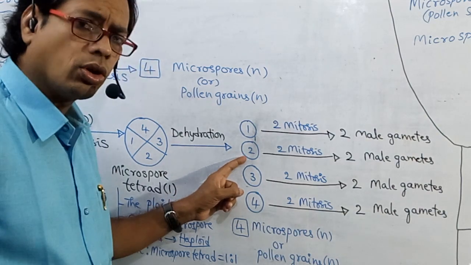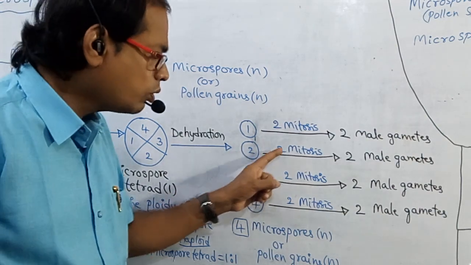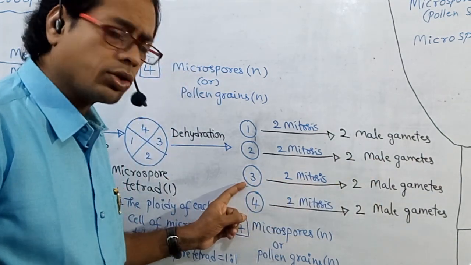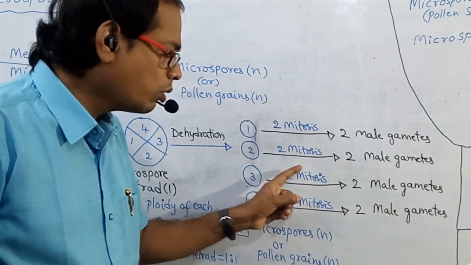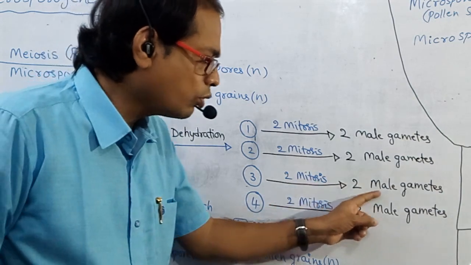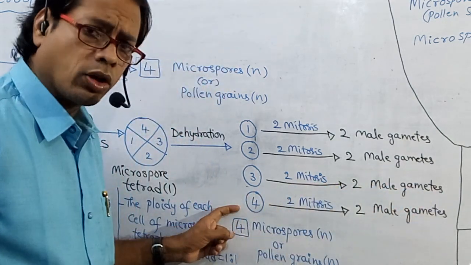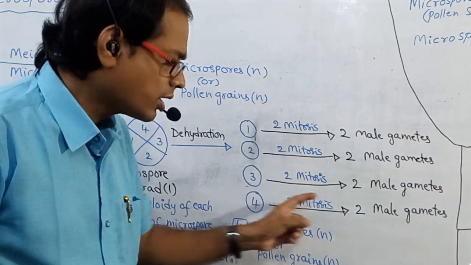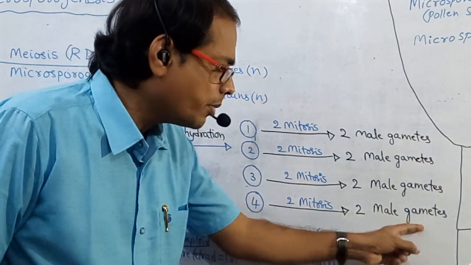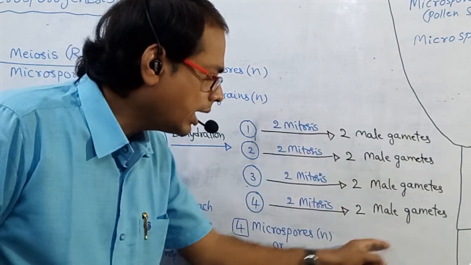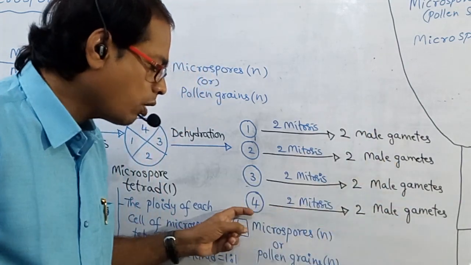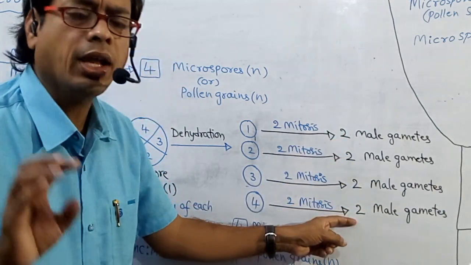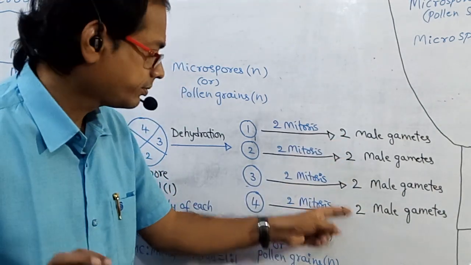This pollen grain also undergoes 2 mitotic divisions and forms 2 male gametes. This pollen grain also undergoes 2 mitotic divisions and forms 2 male gametes. And the 4th microspore also undergoes 2 mitotic divisions and forms 2 male gametes. Total how many male gametes are formed from 4 microspores? 8 male gametes are formed, isn't it?